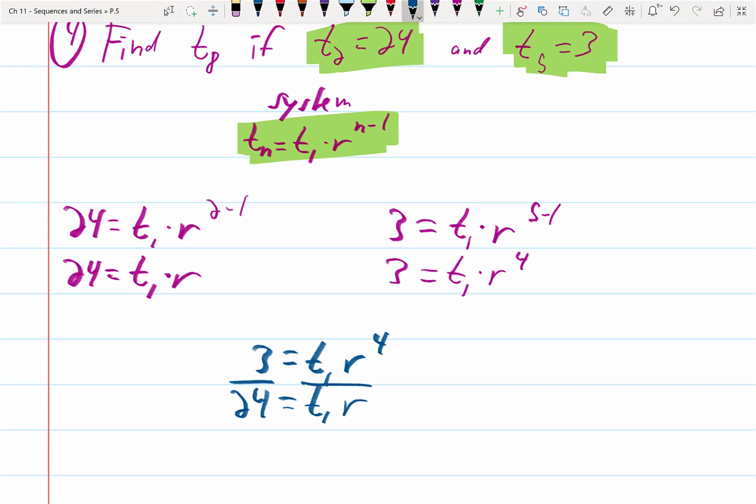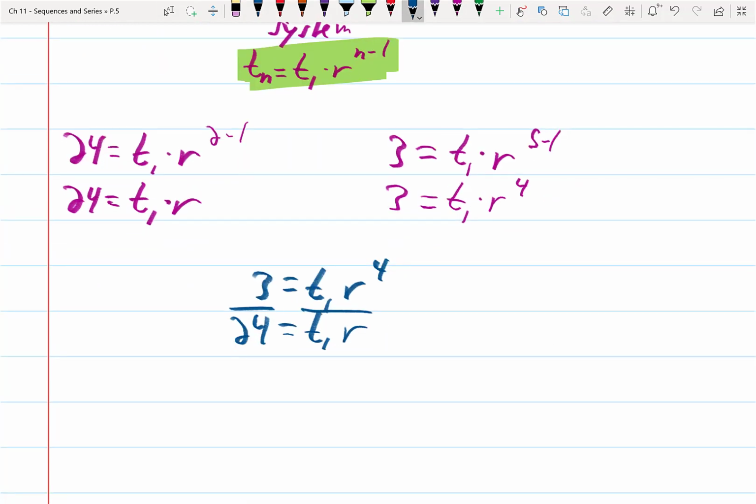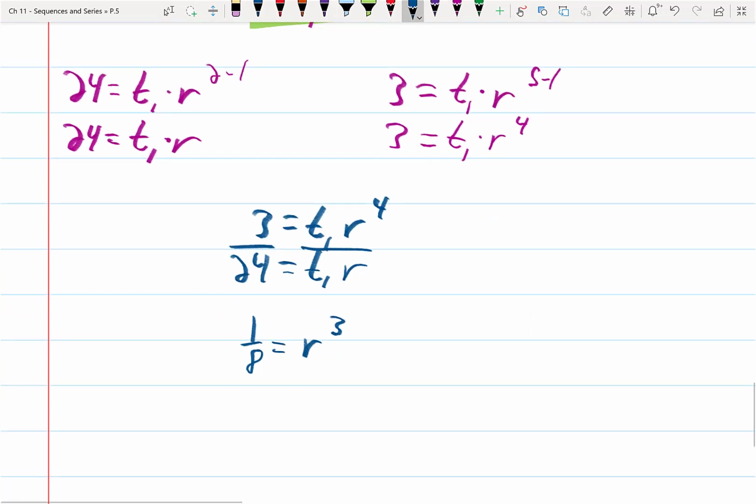I'm going to divide. Oh no. What was that? If I divide the left side, I get 1/8. Divide the right side, the t sub 1's cancel, and the r to the 4th over r becomes r to the 3rd, which means that r is equal to the cubed root of 1/8, 1/2. Whoa, now we can solve the rest of it. We're going to plug this in. I'd plug this in right there.